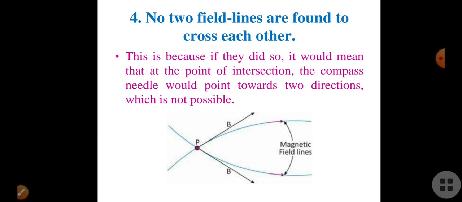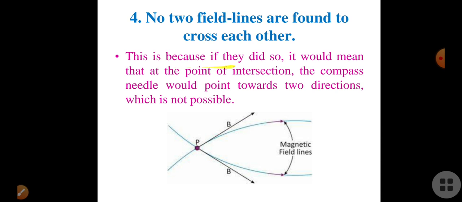Very important: no two field lines are found to cross each other. We have seen closed curves, and each and every line goes on its own path. No two lines are intersecting each other or crossing each other. This is a very important question, beta, in the exam. The question is like this: do they cross each other, and why? And this will be the answer.